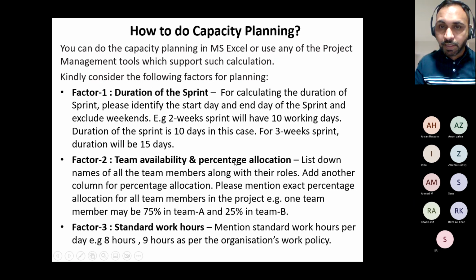So team availability and percentage allocation. Are they 100% allocated or less? List down names of all team members along with their roles, and there are other columns for percentage allocation. For example, one could be 75% for team A and 25% for team B. I'll show you in a minute.